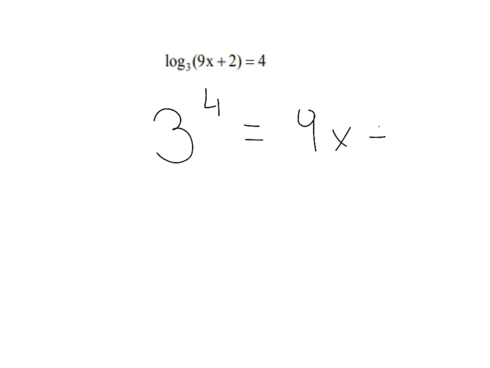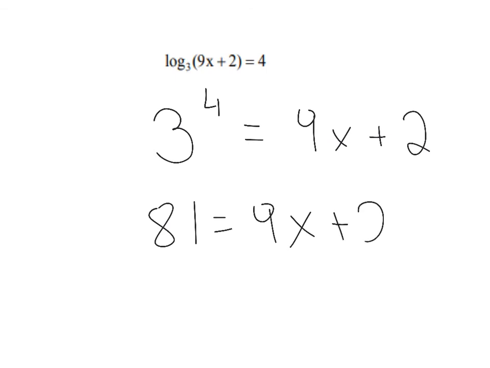So next question. If you rewrite this in exponential form, this will be equal to 3 to the 4th is equal to 9x plus 2. 3 to the 4th really means 3 times 3 times 3 times 3. Do not say 12. It's not 3 times 4, it's 3 to the 4th. So 81 is equal to 9x plus 2.